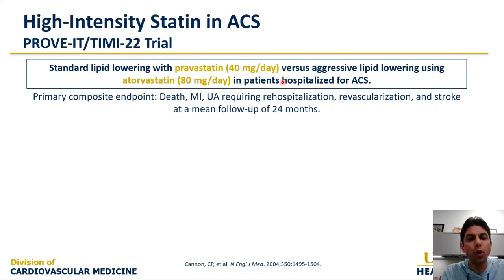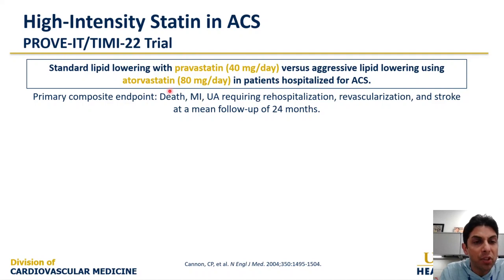So this was a randomized, placebo-controlled trial where patients were randomized to standard lipid lowering with pravastatin at a dose of 40 milligrams per day versus aggressive lipid lowering using a medication called atorvastatin at a dose of 80 milligrams per day. So this would be considered a high-intensity statin. This would be considered a low to moderate intensity statin. These were patients that were hospitalized for an acute coronary syndrome. So they had unstable angina, a non-ST-elevation myocardial infarction, or a ST-elevation myocardial infarction.